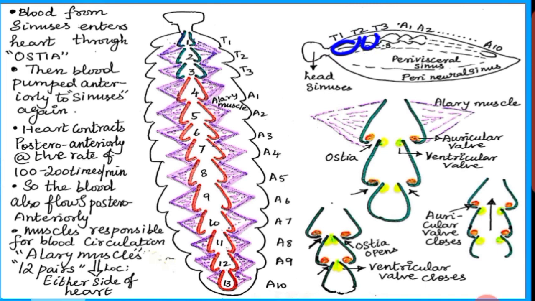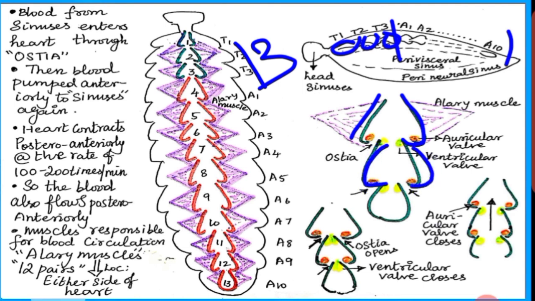The thoracic region contains 3 thoracic chambered hearts. In the abdominal region, totally 10 abdominal segments are there, so it has 10 abdominal chambered hearts. Totally a 13 chambered heart. Will you be able to see? This is the 10th chambered heart. This is the 9th chambered heart. This is the 8th chambered heart.